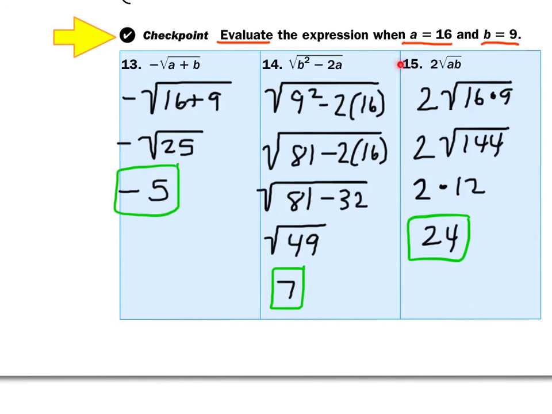Okay, and then take a look at 15. I have 2 times the square root of AB. So I replace the a with the 16, then put a times, and the b with the 9. I have to do what's underneath the radical first because that's a grouping symbol. So that gives me 144. So I have 2 times the square root of 144. I know the square root of 144 is 12. So 2 times 12 gives me an answer of 24.